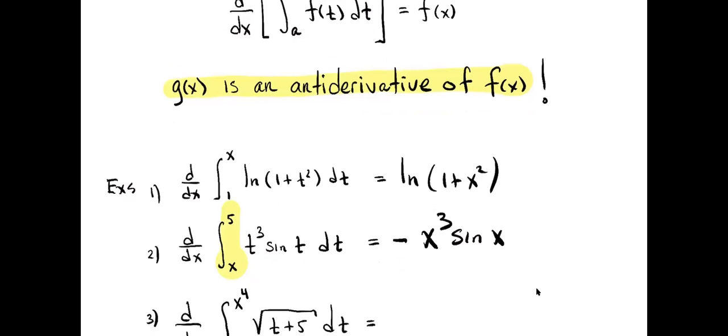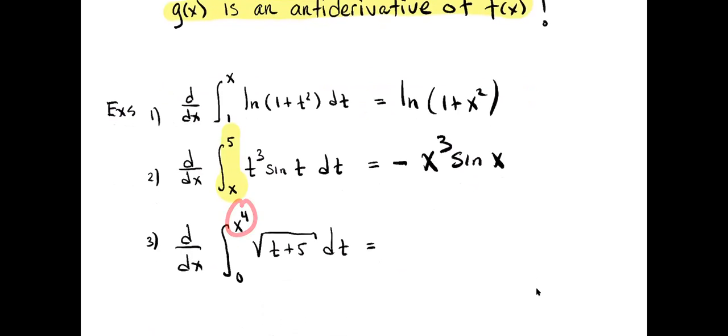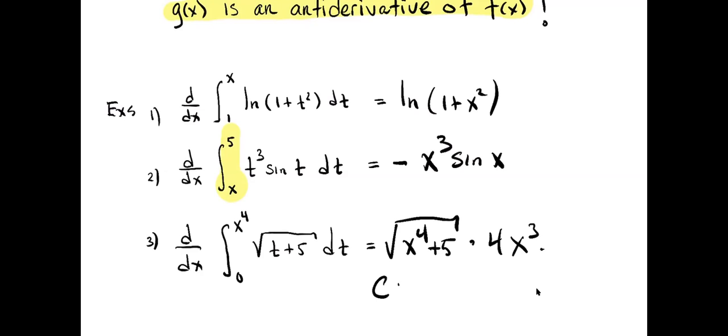Cool. What about something like this? Look at this one. The upper limit of integration is a function of x. Yeah, so we have to use the chain rule. The outside function is our area function, right? This is just g, if you like. This is g evaluated at x to the fourth. X to the fourth is the inside function. So the chain rule, well, you take the derivative of the outside, but you evaluate it at the inside. So it would be the square root of x to the fourth plus 5. And then you have to multiply that by the derivative of x to the fourth. There you go. Yeah, chain rule. Cool. Okay.